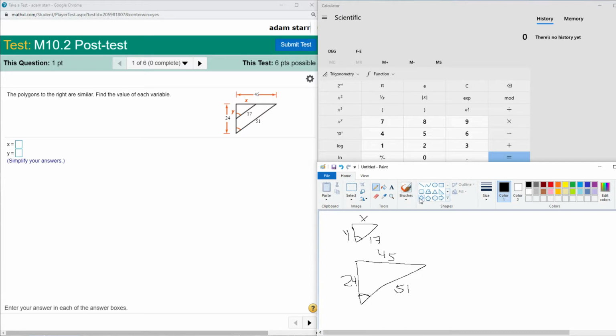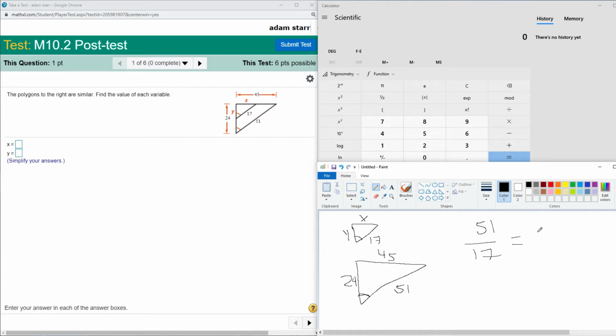So we can set up a proportion of what we know. I know all three sides of this bigger triangle. I only know one side of the smaller triangle, so I'm going to set up that proportion. I know the bigger triangle that matches with the side that I have is this 17 and this 51. So that's actually going to be my first proportion. I have 51 is to 17. So big triangle is to small triangle.